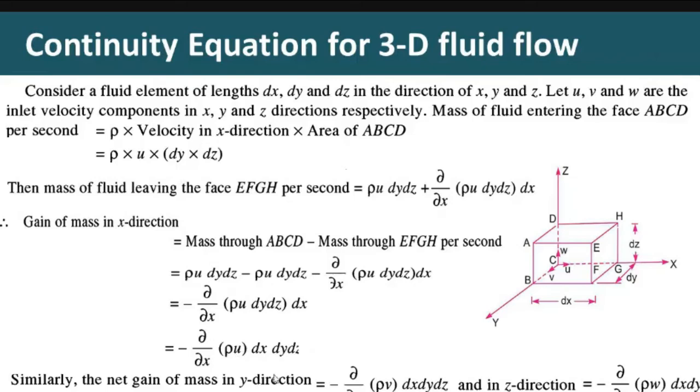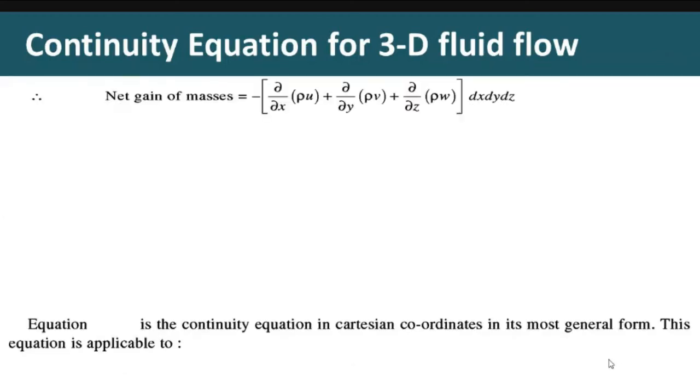So this much gain is happening in the x direction, this much in the y direction, and this much in the z direction. So how much is the total gain? It will be the sum of all these three. Therefore, net gain of mass, taking the minus sign common, will be ∂/∂x of ρu plus ∂/∂y of ρv plus ∂/∂z of ρw, bracket complete. Again dx dy dz was common, so we took it common. So it is minus of (∂/∂x of ρu plus ∂/∂y of ρv plus ∂/∂z of ρw), bracket complete, dx dy dz.